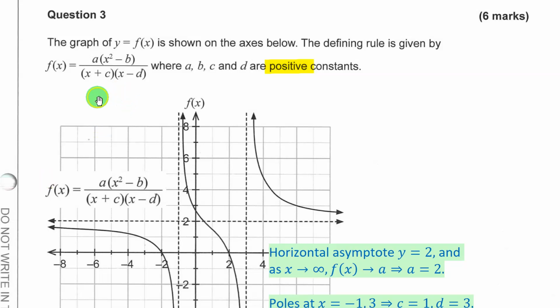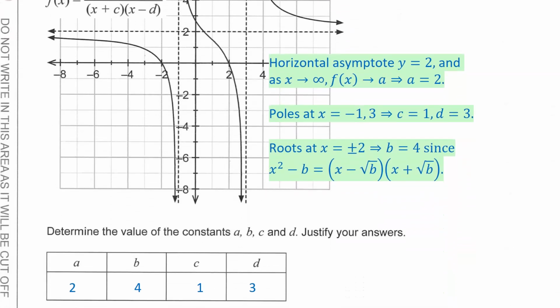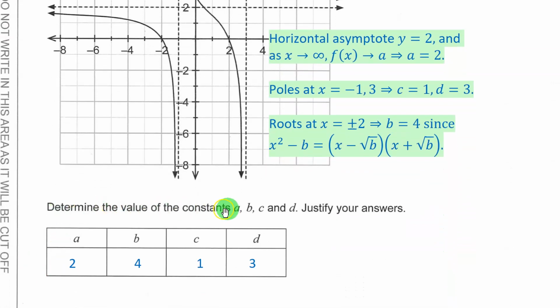So question 3, and let's have a quick look at this question. We're given a graph here and its function with 4 variables A, B, C, D, where we note, and I've highlighted just to remind myself, that they're all positive constants, so no negatives. And at the bottom of the question, we've got to determine the value of the constants, pop the numbers in the box and justify our answers.